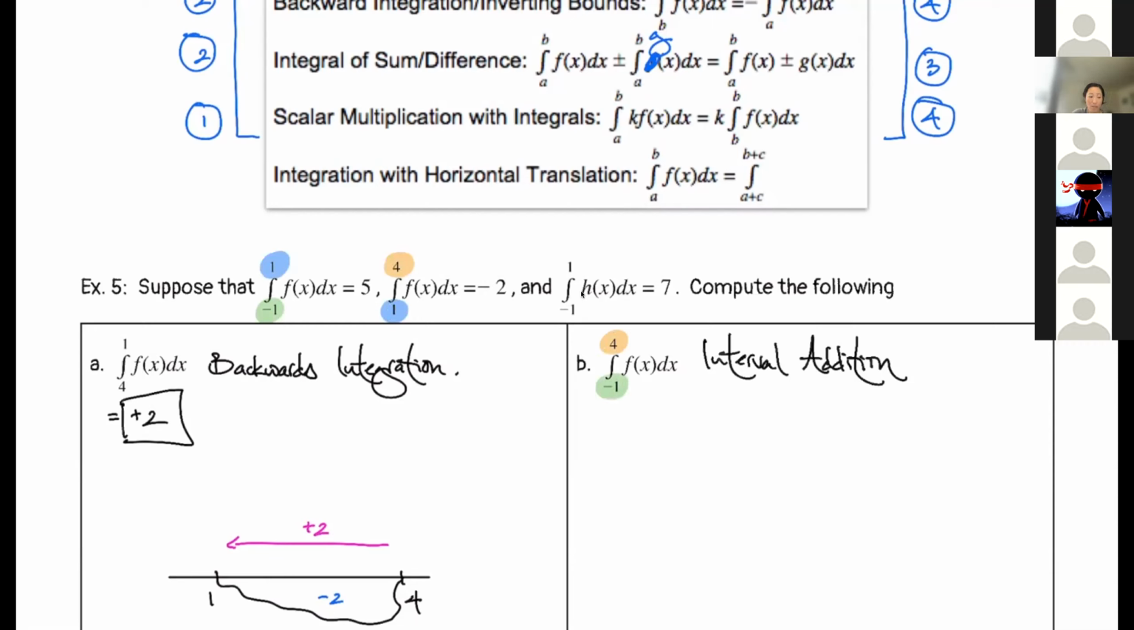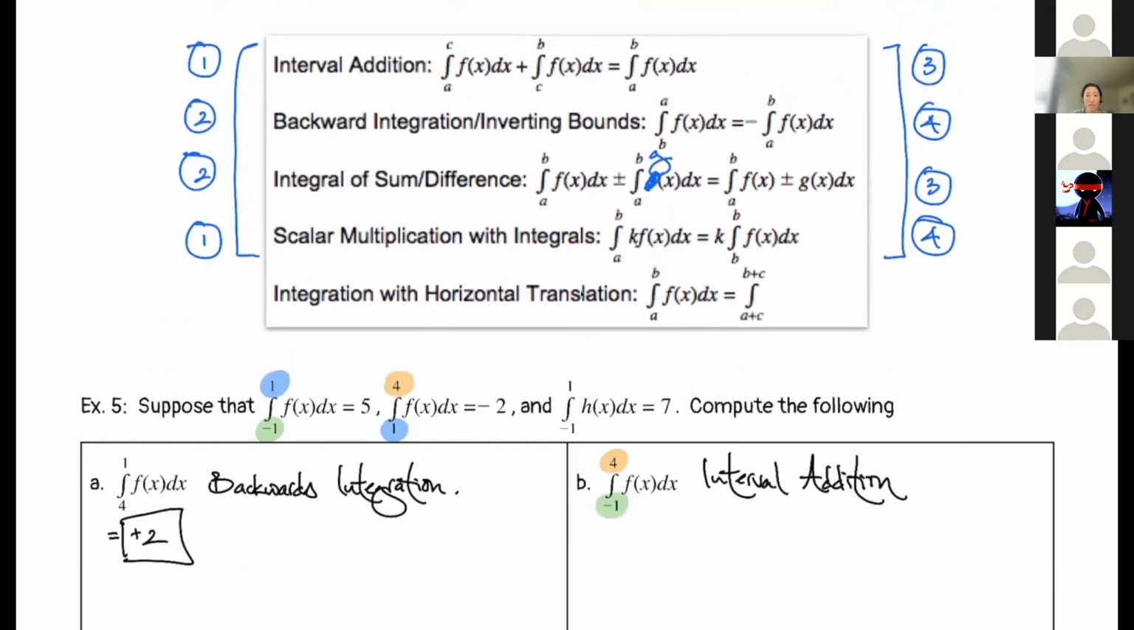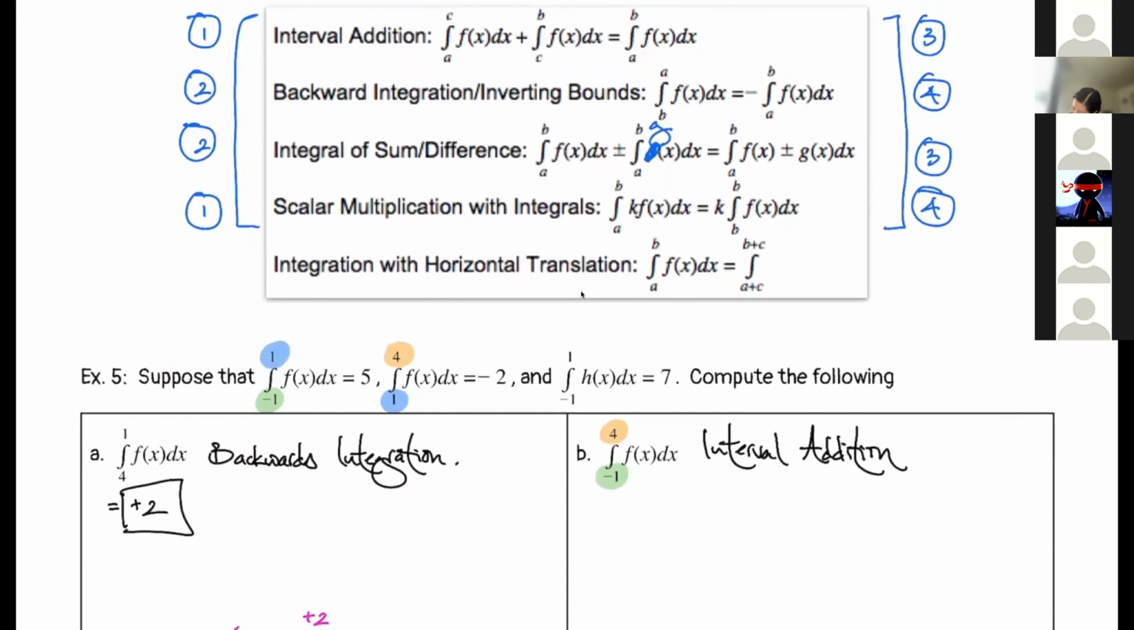So we can take the two pieces of information that we have for f of x and apply the rule and just know that we're almost going backwards, okay? So we're saying the integral of -1 to 4 of f of x dx is equal to the integral from -1 to 1 of f of x dx plus the integral from 1 to 4 of f of x dx.